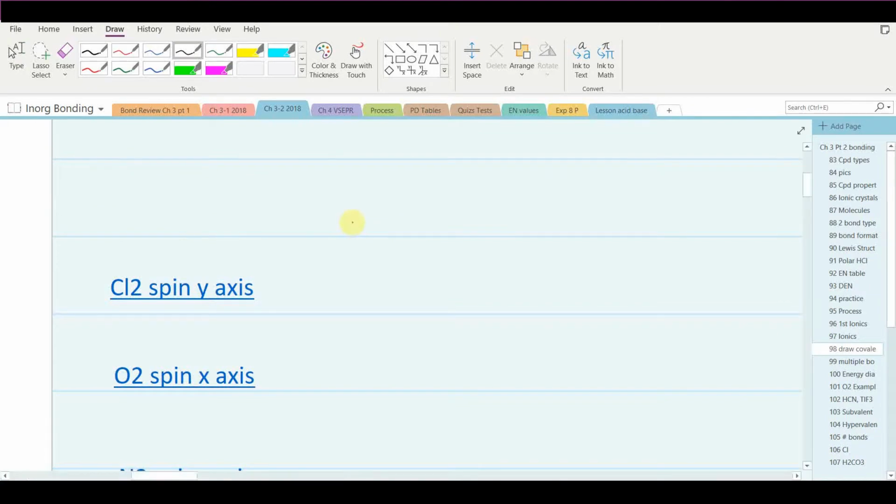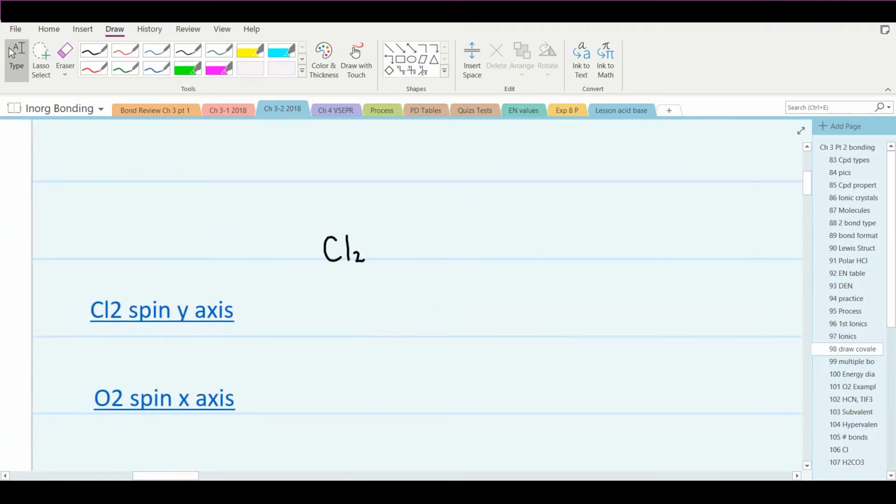I'll start by writing the formula, and we need to keep track of how many electrons we should see in the structure, so let's write down the group number. Chlorine's a halogen in group 7A. Each chlorine atom brings 7 valence electrons. There are 2 of them. That should see 14 valence electrons in my structure.